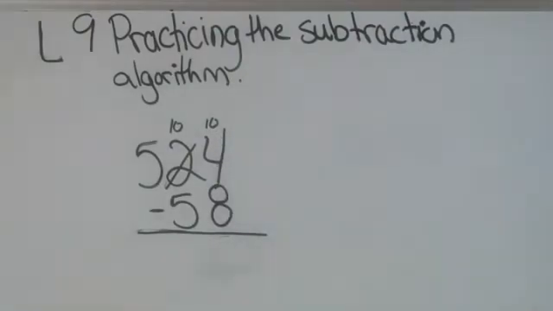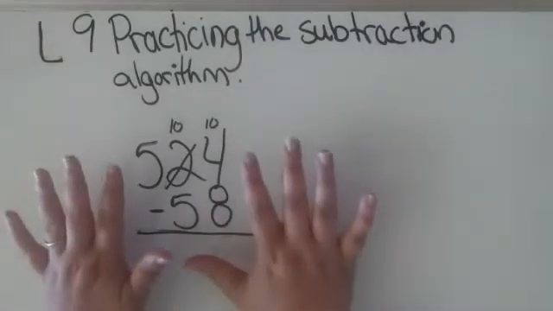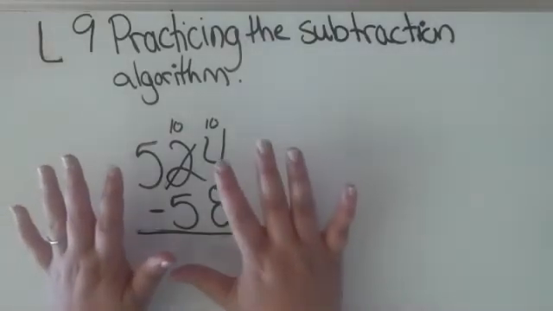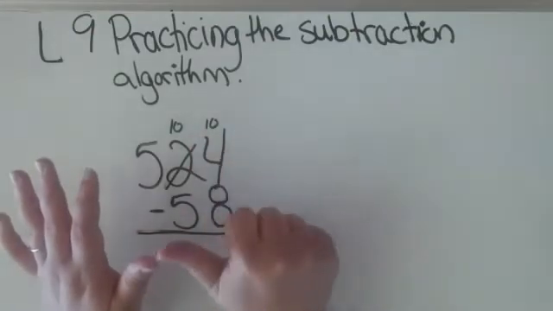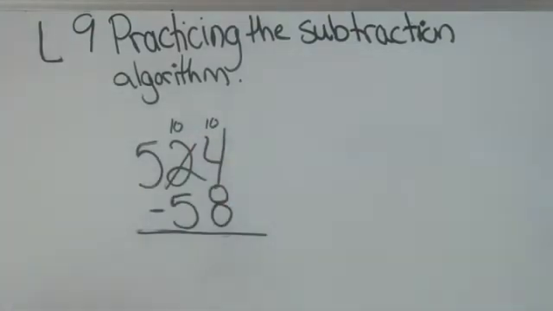So now I'm taking 8 away from 14. I do this by holding up 10 fingers, counting off the 4 for 14, 1, 2, 3, 4, and then keep counting down, 5, 6, 7, 8. I now have 6.